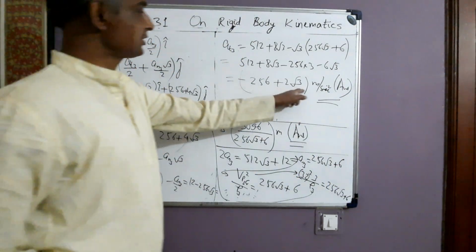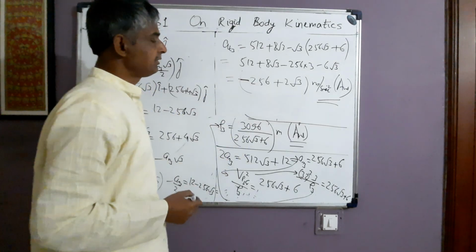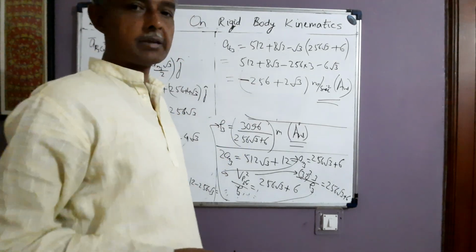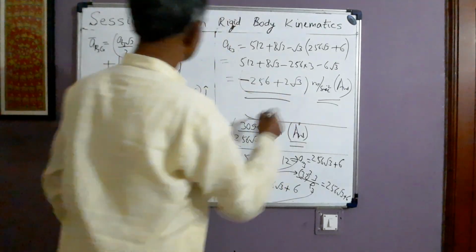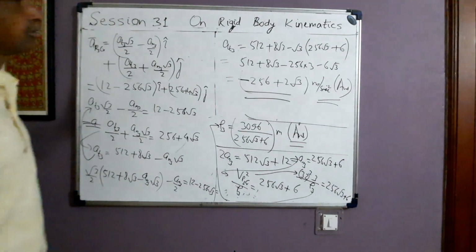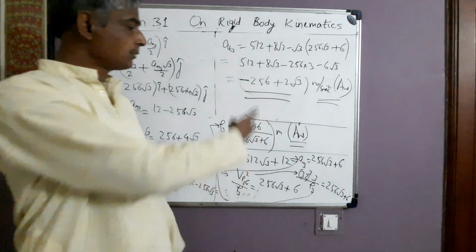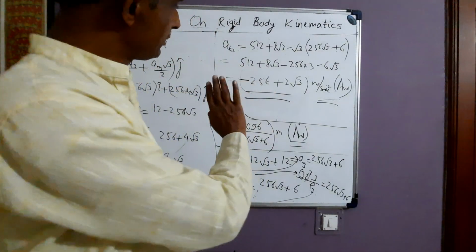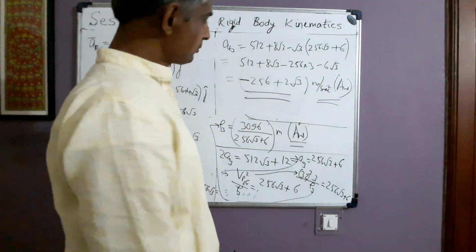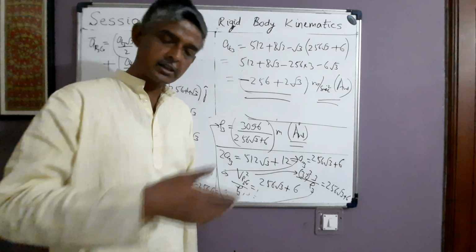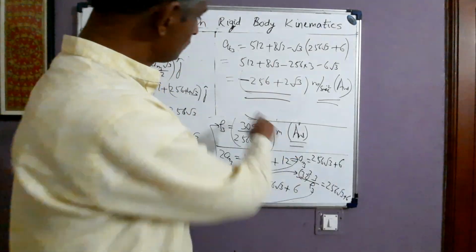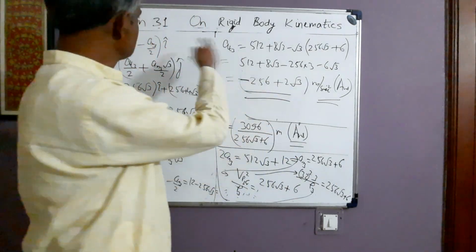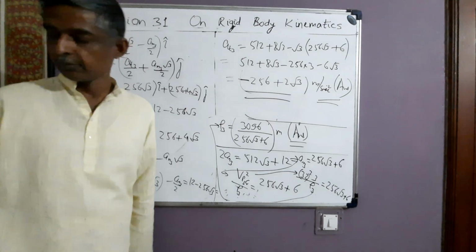Overall it is negative, which means that the speed of P3 at that instant is decreasing with time. So this is the required answer. This was the 31st video on rigid body kinematics. I took up this problem which is highly conceptual, an important question. If you understand this fully, it will be of great help. Radius of curvature problems are frequently asked. If they are not asked, they can be asked in the coming papers. So keep this in mind. I fully solved it in the 31st session.